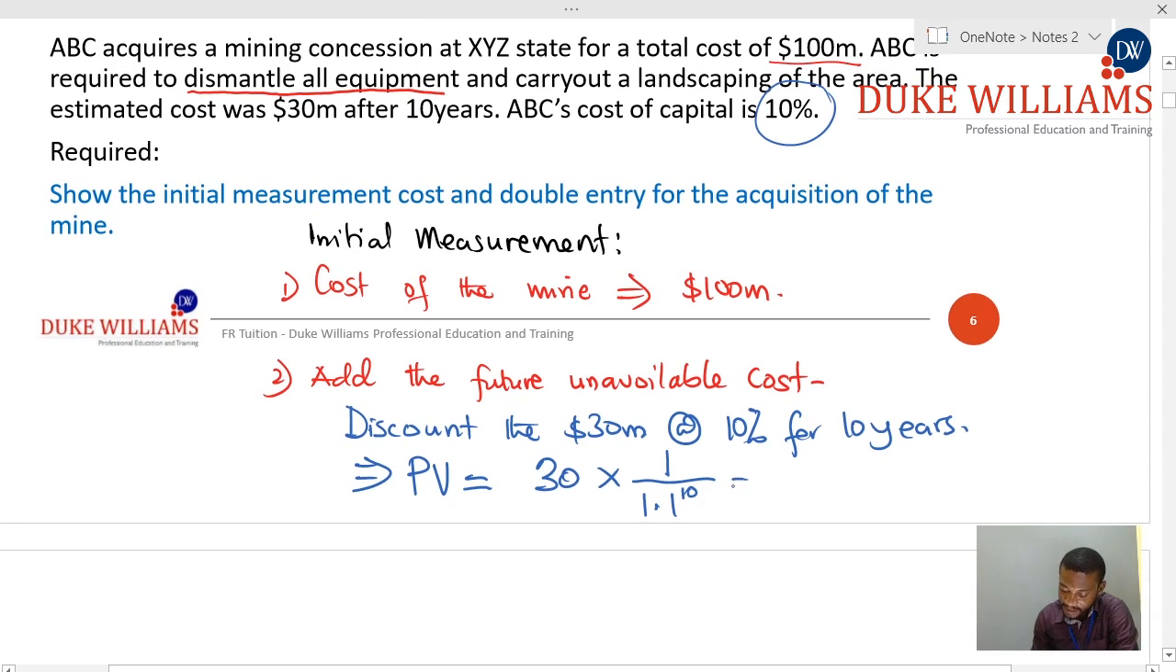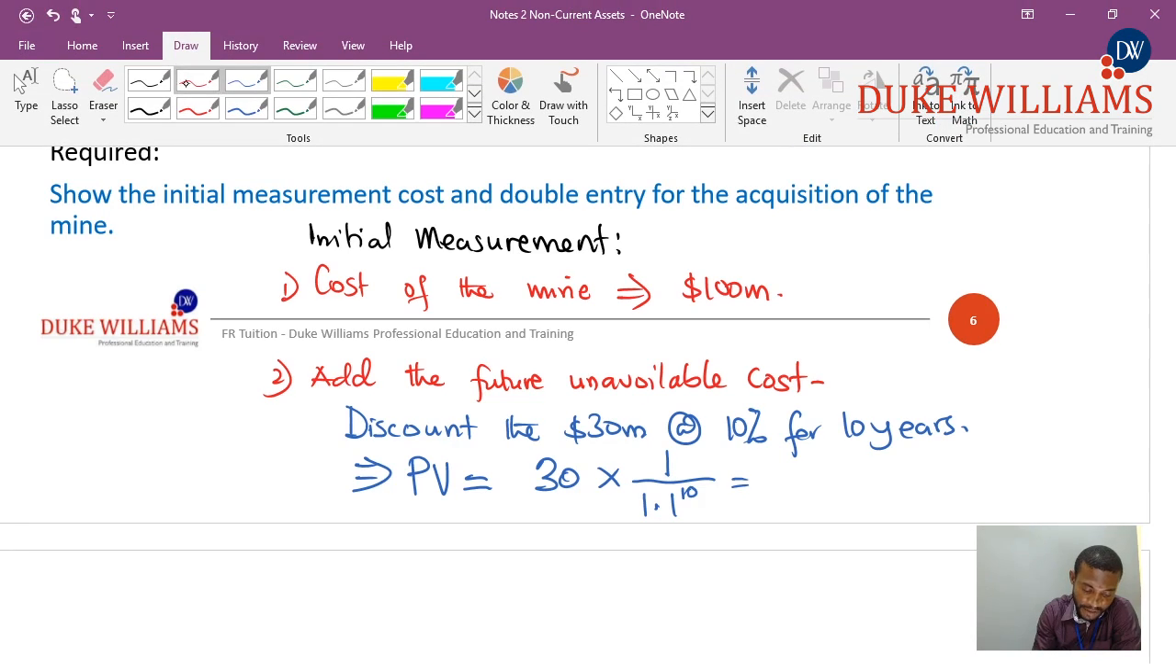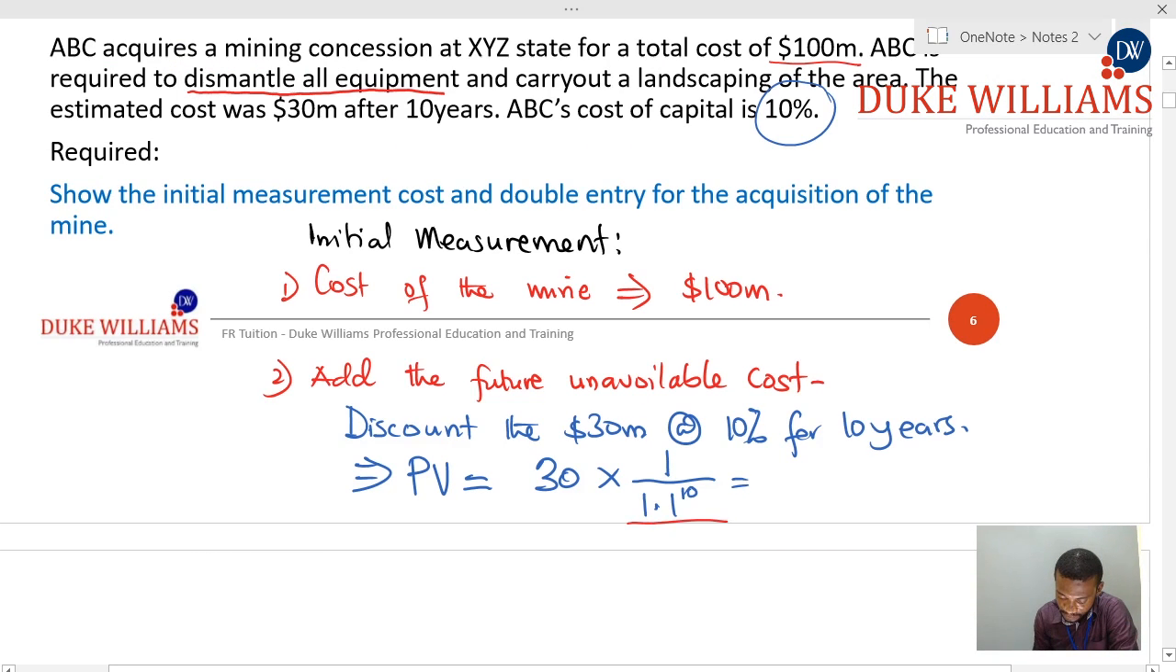Raised to power 10, and let's see how much this will give us. So 1.1 raised to power 10, then 1 divided by the answer. So this will give us a discount factor. So the whole of this gives us a discount factor of 0.3855 to 4 decimal places.